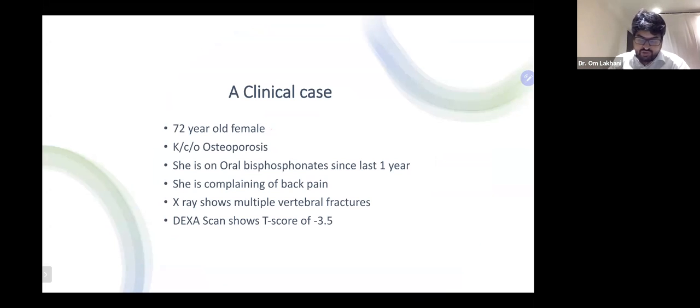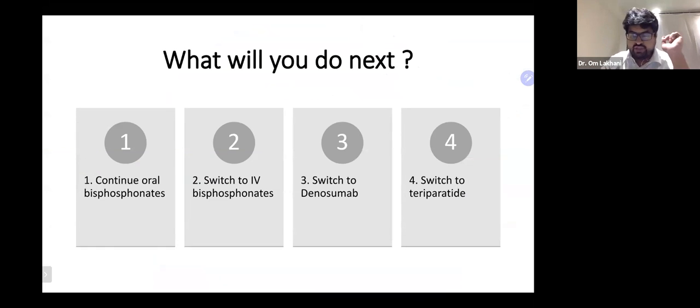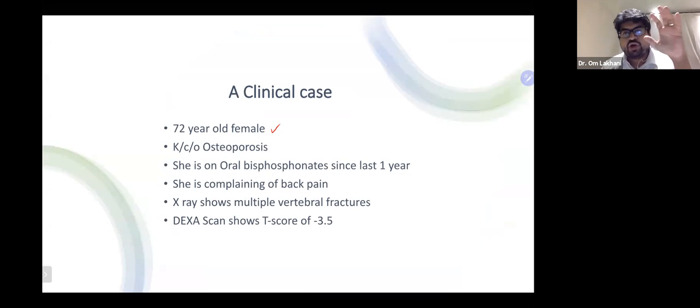So, a 72-year-old female, she's a known case of osteoporosis. Now she's already diagnosed to have osteoporosis. She's taking an oral bisphosphonate, something like alendronate, once a week. She's fairly compliant with that. Since the last 1 year, she's been taking it. Now she complains of back pain. Okay. So her family physician does an X-ray, and on the X-ray of the lumbar and the thoracic spine, there are multiple vertebral fractures. Okay.